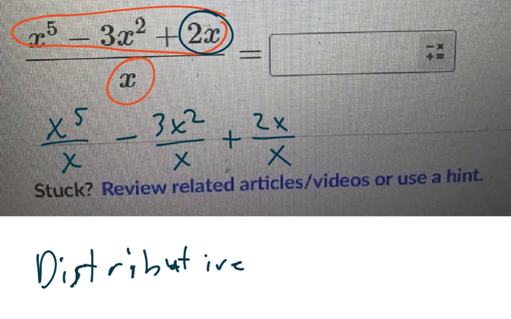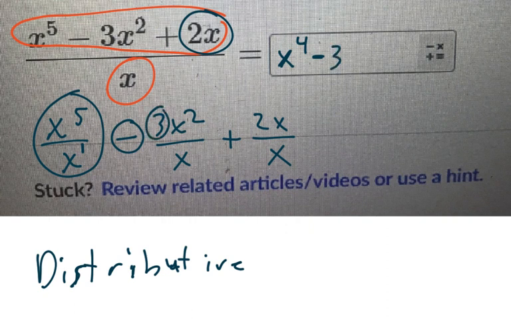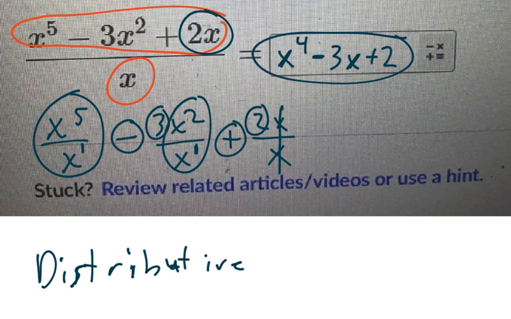Okay, so what is x^5 over x? Well, 5 minus 1 is x^4. Notice we have a minus, so let's put a minus. Notice we have a 3, so let's put a 3. Now, what's x squared over x? Well, 2 minus 1 is simply x^1 or x. Notice we have a plus. The 2 will stay. x over x is 1. So there is my answer.